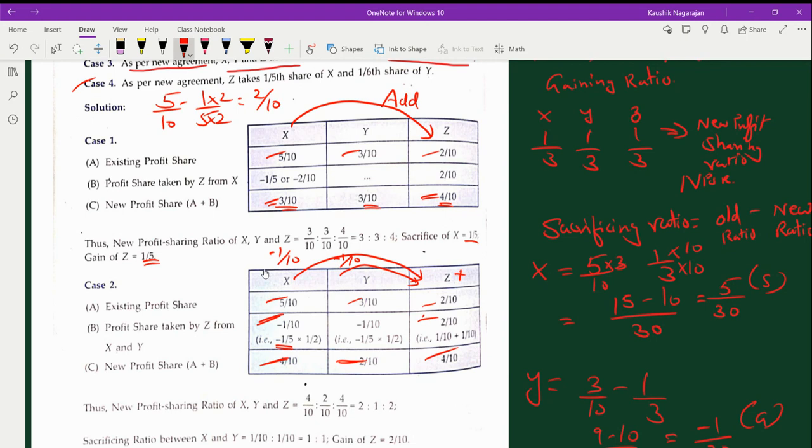So the new profit sharing ratio among the partners X, Y, and Z will be 4 is to 2 is to 4. Now, this could be further simplified, and that will lead me to 2 is to 1 is to 2. So, your NPSR should be 2 is to 1 is to 2.